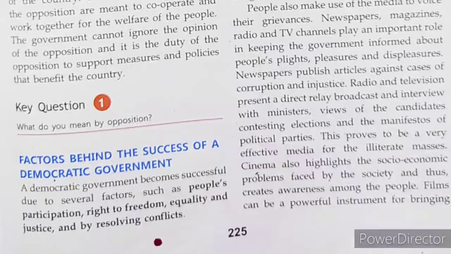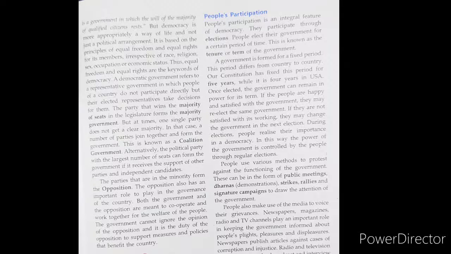In a democracy, the ultimate power lies with the people. We can see democratic government in various forms. Let us look at the basic features of a democratic form of government in India. So we can say some factors behind the success of a democratic government, and these are people's participation, right to freedom, equality and justice, and resolving conflicts.